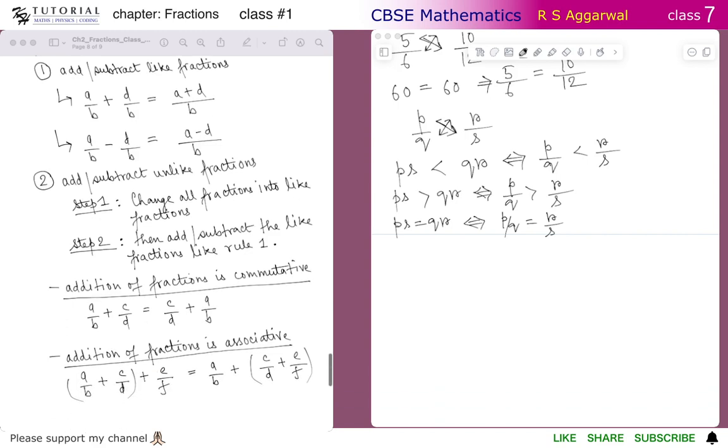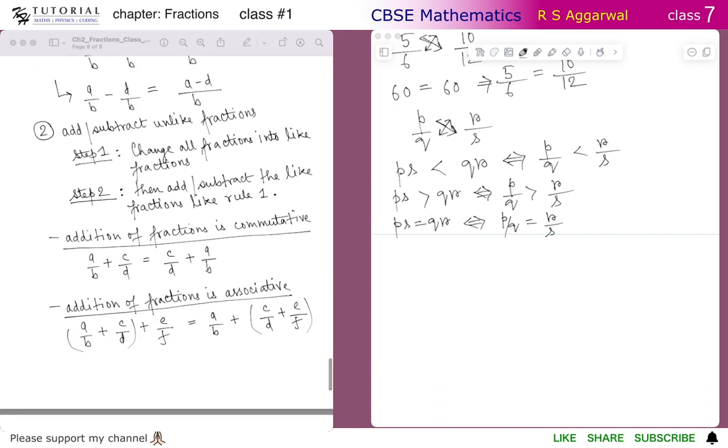Now, addition of fractions follows two properties. Addition of fractions is commutative. That is, if you add two fractions a by b and c by d, we will have a by b plus c by d equals c by d plus a by b. Just like addition of integers, whole numbers and natural numbers is commutative, similarly, the addition of fractions is also commutative.